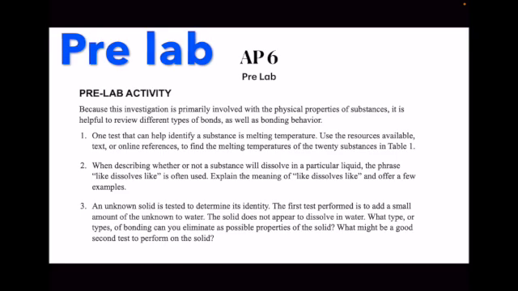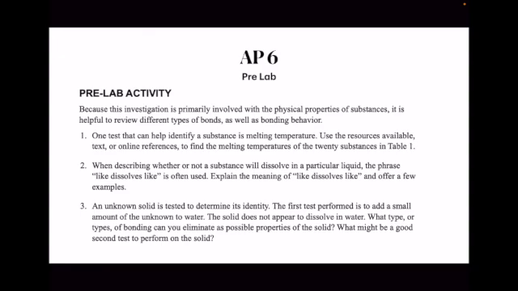An unknown solid is tested to determine its identity. The first test performed is to add a small amount of the unknown to water. The solid does not appear to dissolve in water. What type or types of bonding can you eliminate as possible properties of the solid? What might be a good second test to perform on the solid?